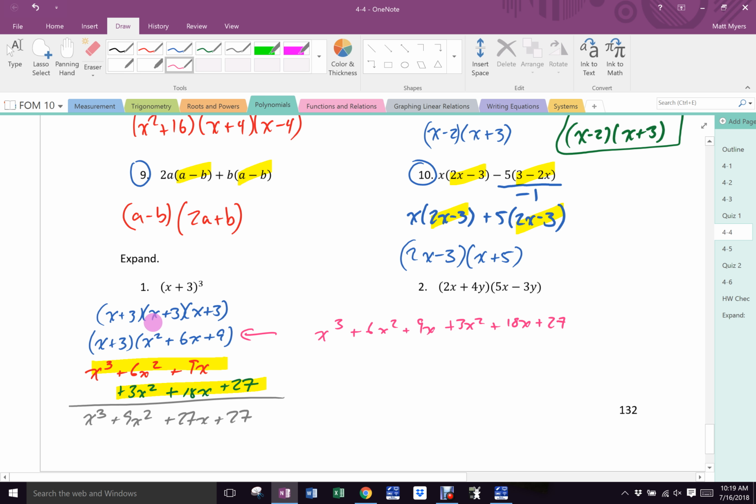If you don't want to stack them up like this, I don't know why you wouldn't, because it lines them up perfectly so you get your like terms. But if you don't want to do that, don't. But make sure you have done the correct adding and subtracting. Okay?